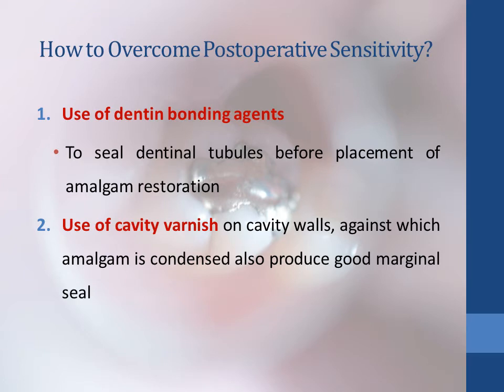We can overcome the post-operative sensitivity of amalgam by using certain bonding agents to seal the dentinal tubules, or the use of cavity varnish, so a good marginal seal is produced. These things will make more sense when you study the clinical aspect in operative dentistry.